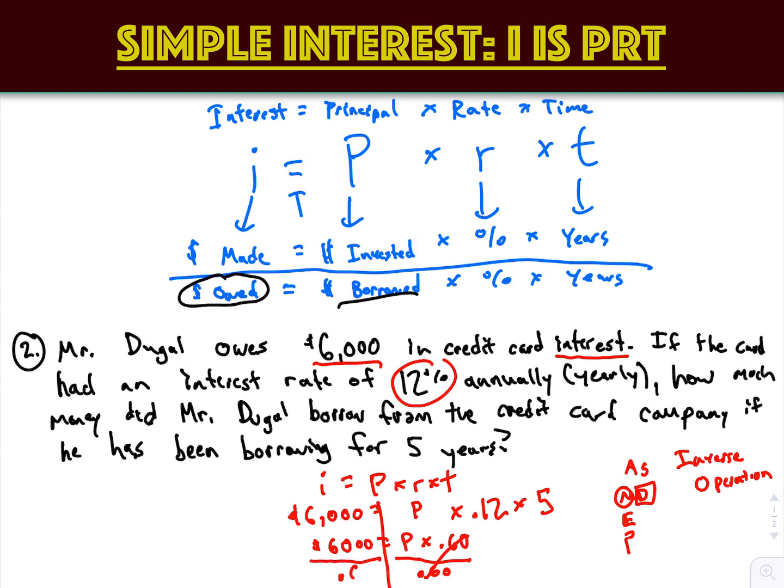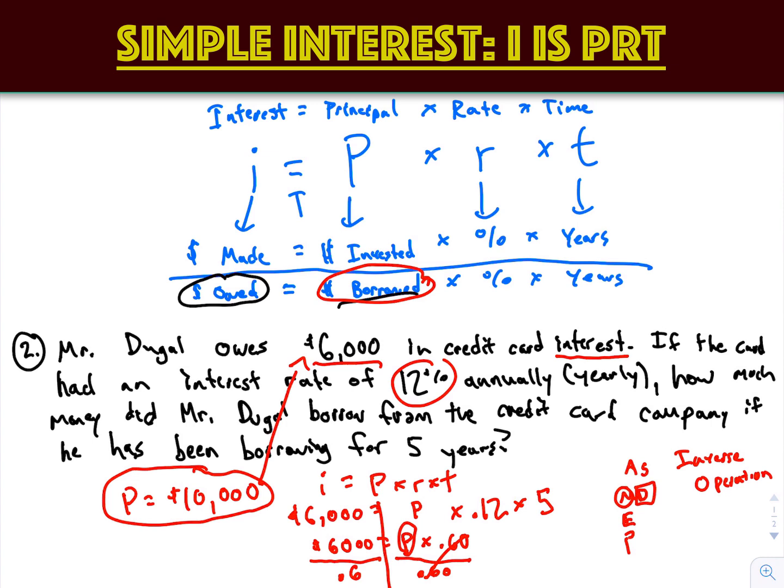If I do that to my other side, I have 6,000 divided by 0.6. So P, the principal amount, the amount we borrowed, equals 6,000 divided by 0.6. And using a calculator, I find that 6,000 divided by 0.6 is exactly $10,000. So Mr. Dugal borrowed $10,000 from the credit card company, and now he owes them $6,000 for letting him borrow that money for 5 years at 12% interest.